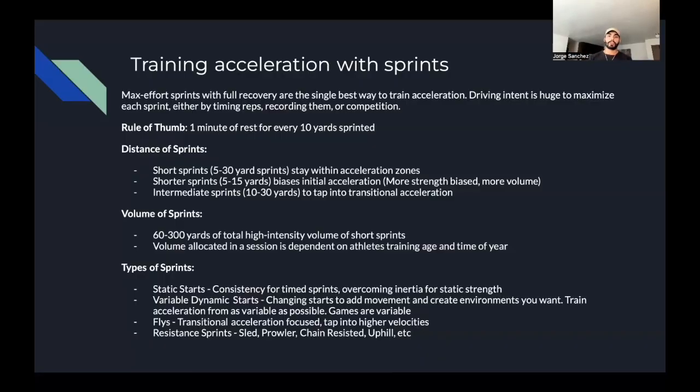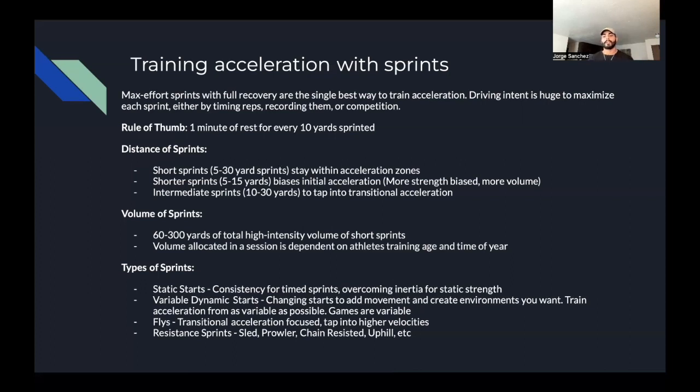Now, number three, you can also use flies to tap into that transitional acceleration, which is that transition to verticality. This will get into higher speeds and acceleration. So a fly like a 10-yard fly with a 5-yard lead in, a 10-yard lead in, or a 10-yard fly with a 15-yard lead in, something that's going to stay within that 0 to 30-yard mark, but just focus on that transitional aspect, is going to be something that you can use to train that transitional acceleration.